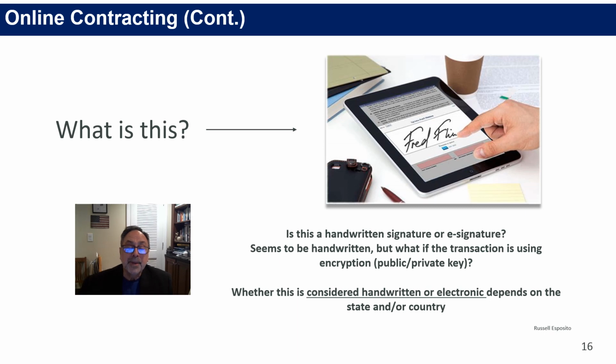Actually, it depends on the state or the country you're in. The laws are vague and different from state to state when it comes to the determination of this. I would think most states would look at signing my name on an image as handwritten. But if public-private key infrastructure is involved, it should be considered electronic. Again, you really have to look at the laws in each state to be certain.